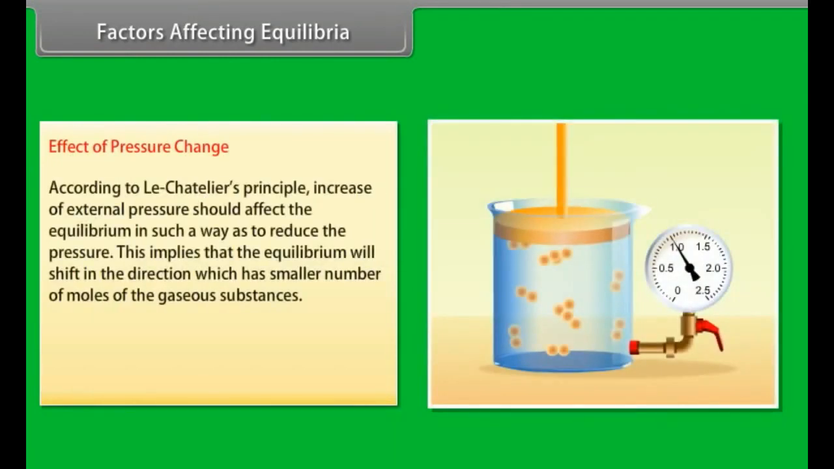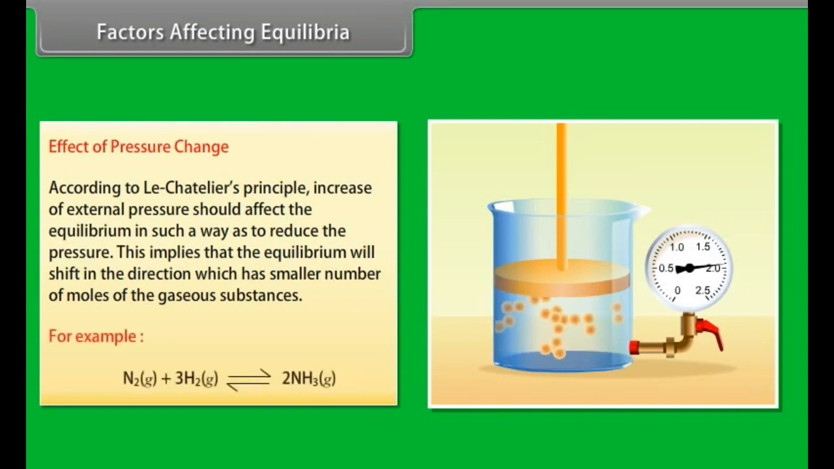Factors affecting equilibria. Effect of pressure change. According to Le Chatelier's principle, an increase of external pressure should affect the equilibrium in such a way as to reduce the pressure. This implies that the equilibrium will shift in the direction which has the smaller number of moles of gaseous substances. For example, if we increase the pressure, the volume occupied by the system decreases and the number of molecules per unit volume increases. This effect can be counterbalanced if the equilibrium shifts in a direction involving fewer moles. So, an increase in pressure in this case will favor the forward reaction.